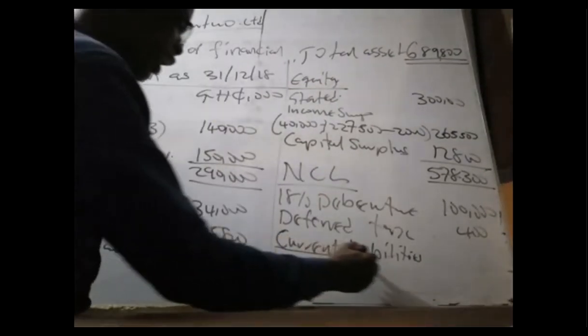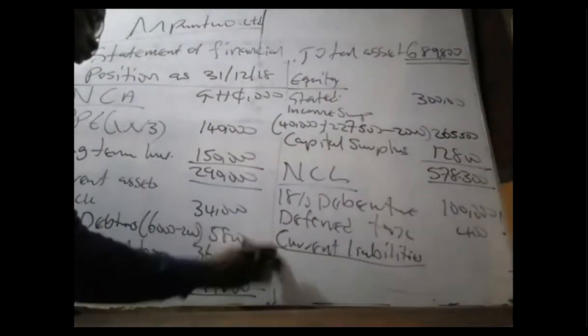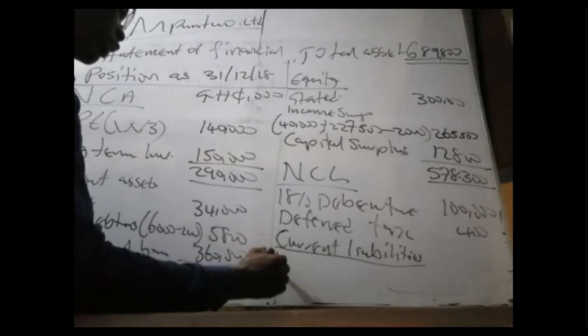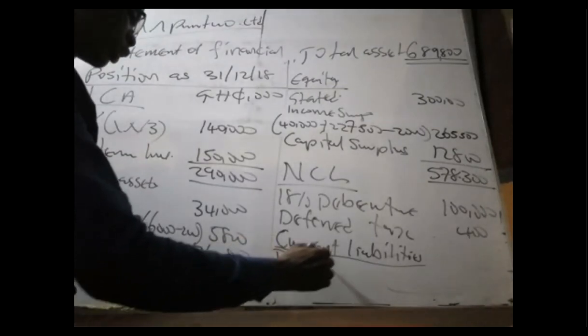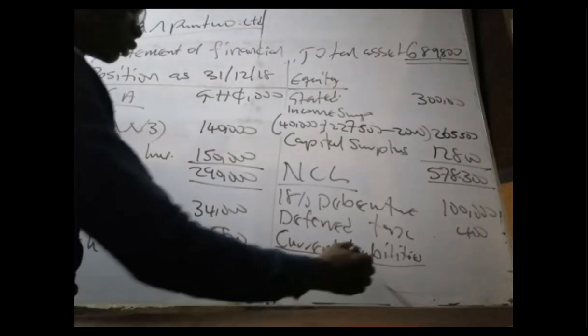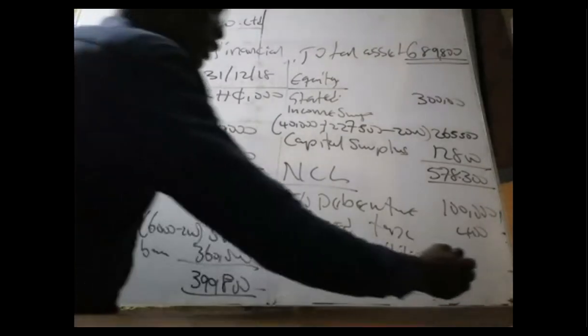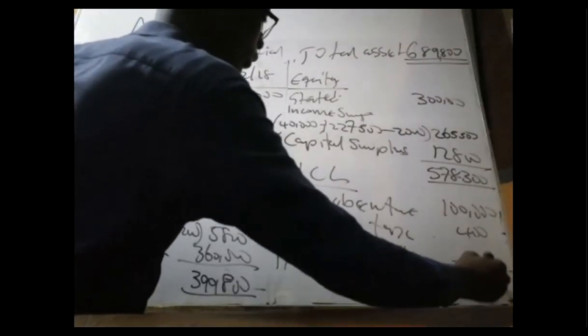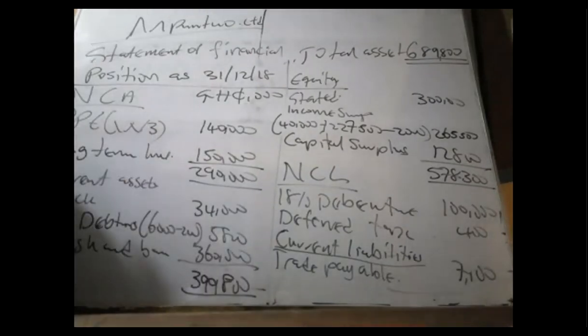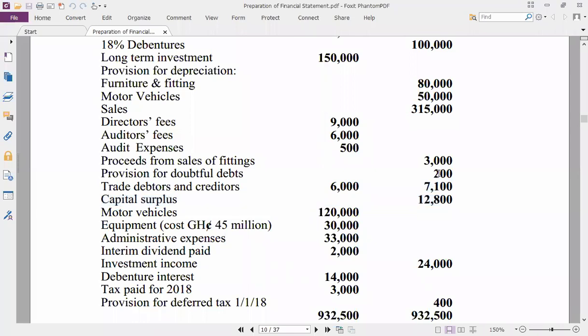The current liabilities: number one, trade payable. Trade payable happens to be 7,100 from the question. Trade payable 7,100, and then we are done. Thank God. Trade payable 7,100. Again, tax though.